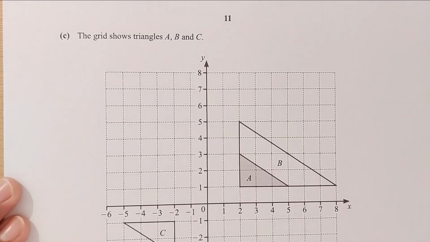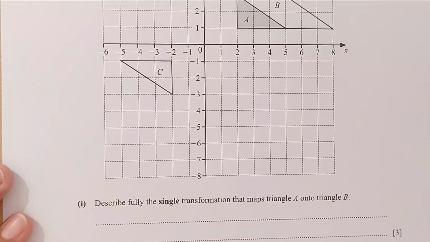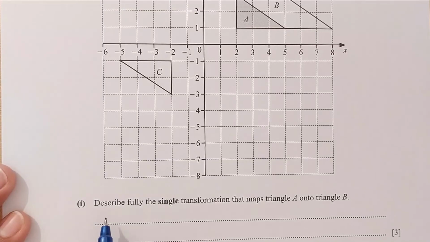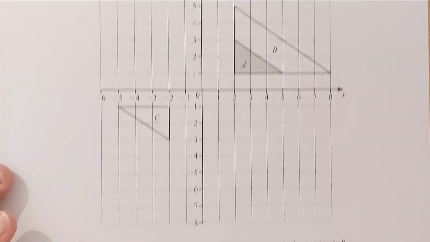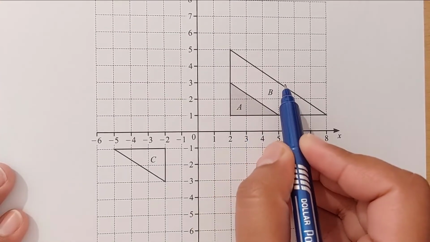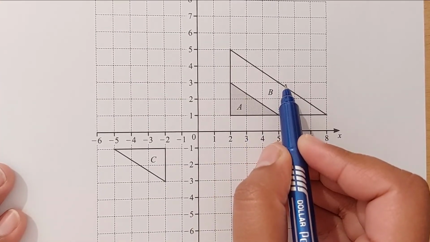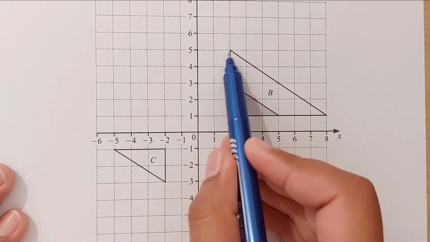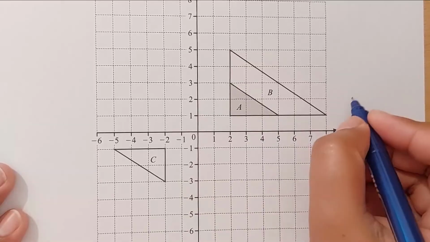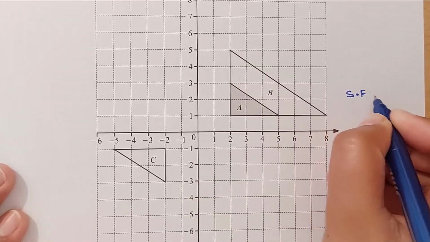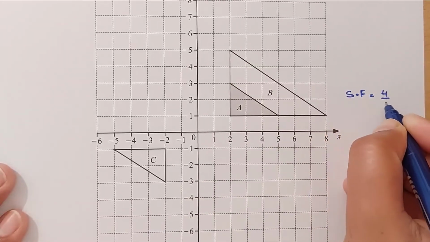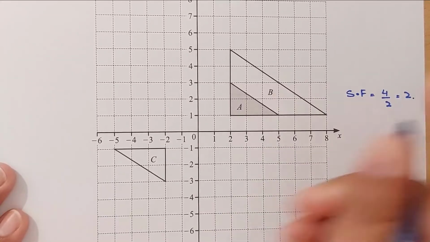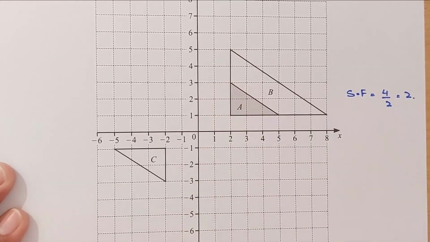Part C, the grid shows triangles A, B, and C. Now for part 1, describe fully the single transformation that maps triangle A onto triangle B. So A to B. This is obviously an enlargement, and the scale factor of enlargement is: we have the new is 1, 2, 3, 4, and the old is 2. So we can say the scale factor is 4 divided by 2, which equals 2. The new one divided by the old one, right?